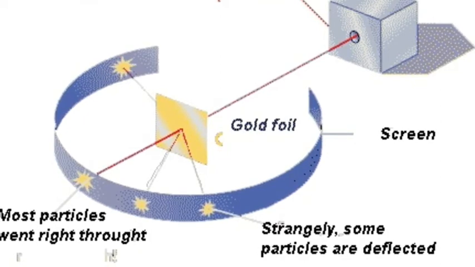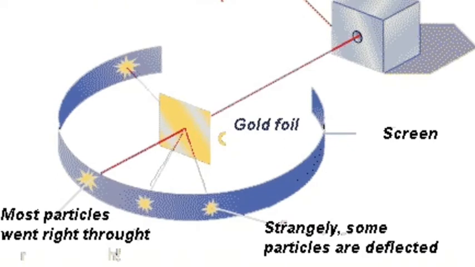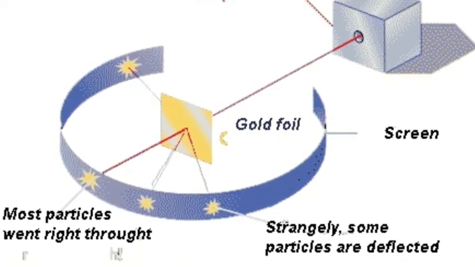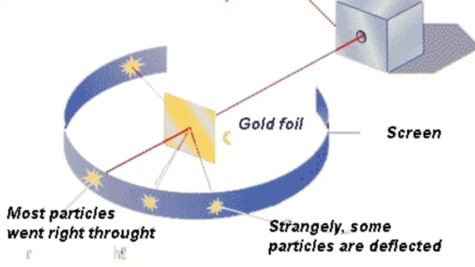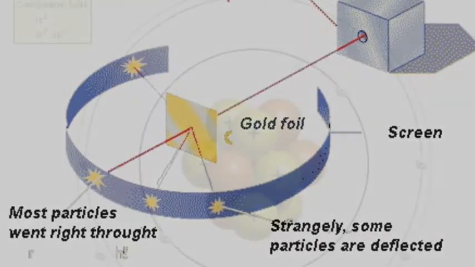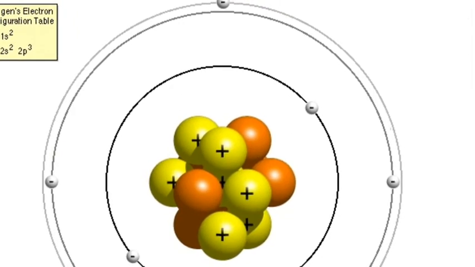That's not what happened though. Some of them were deflected. Some of them were shot straight back at him. And what he determined from that is there had to have been something really, really dense in the middle, and what he determined that to be ultimately was the nucleus of the atom.